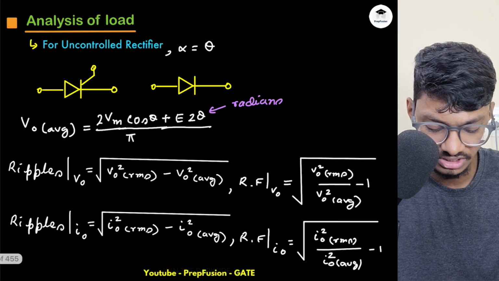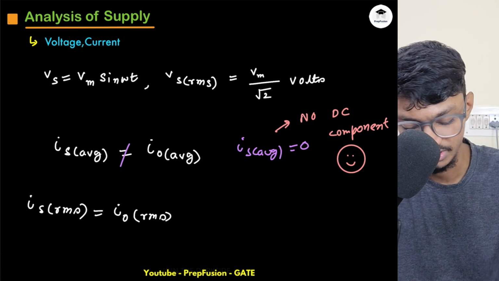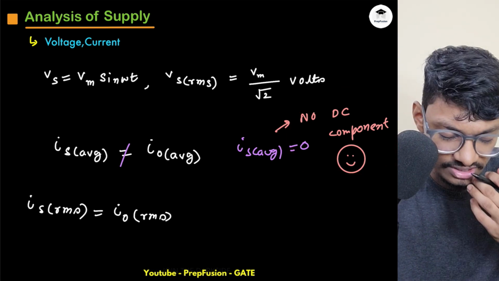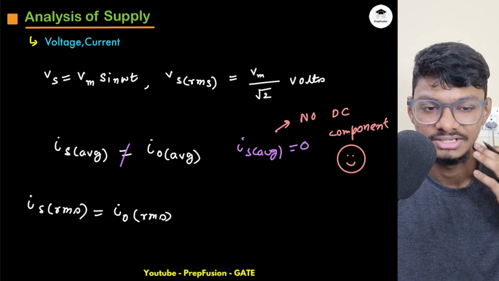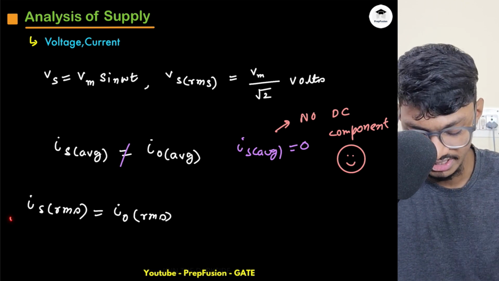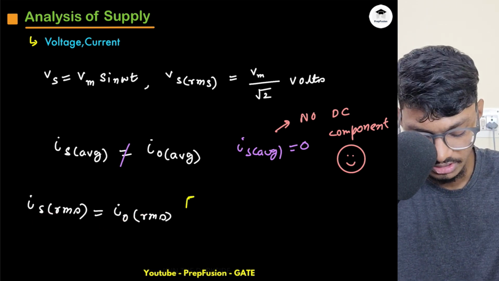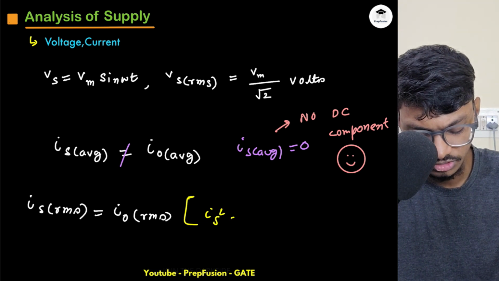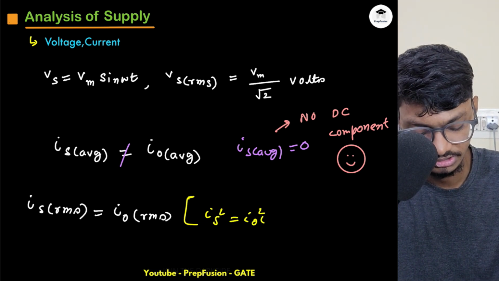So there is no DC component, which is why I am very happy. You can see me, I am very happy. Why? Because there is no DC component. We remove the most dangerous component on the AC side, and Is RMS will be equal to Io RMS. Why? Because my Is whole squared will be equal to Io whole squared. This is the reason.